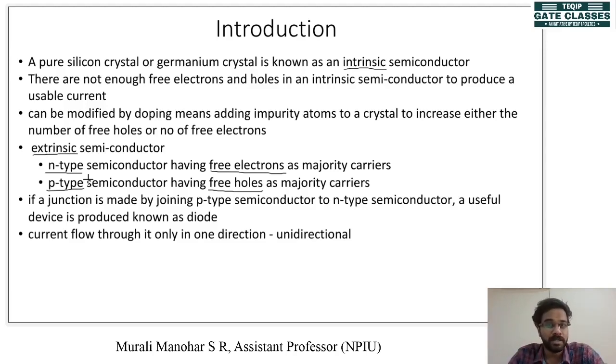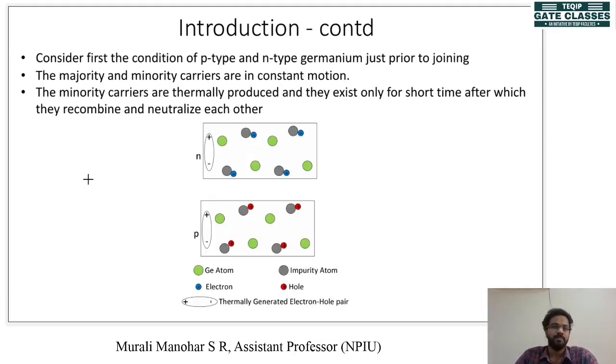When we combine these two, we get a diode, and in a diode, current flows in one direction only. It's called a unidirectional device. We'll see how this is possible, how current can flow in only one direction. Now, let's consider the condition where we have a separate P-type germanium crystal and a separate N-type germanium material just prior to joining them. That is shown in this figure.